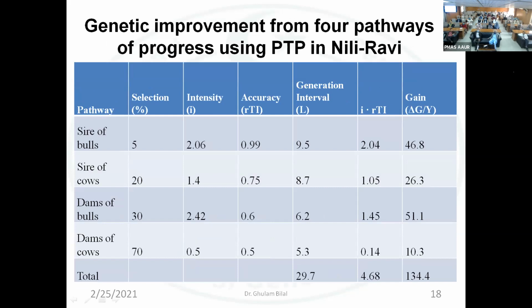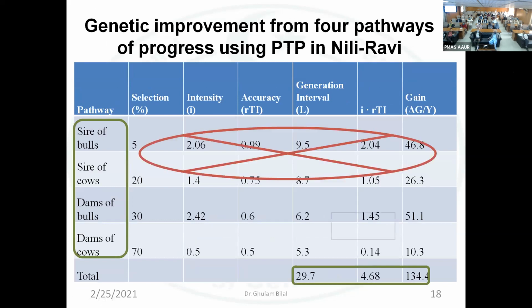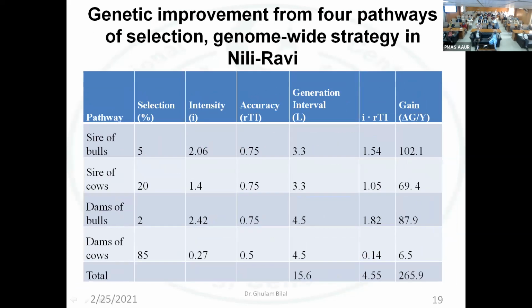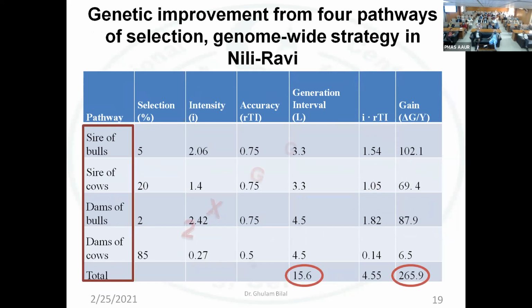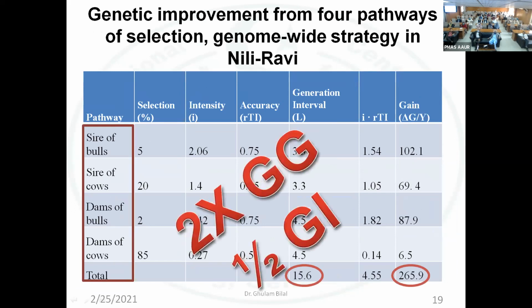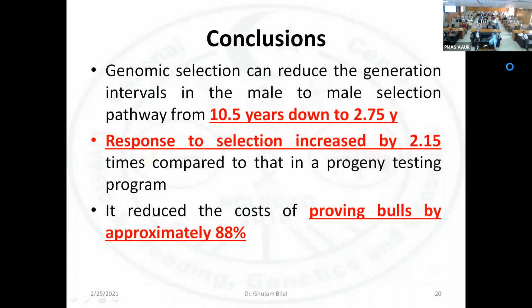And then we did the same study on buffalo, because buffalo is our unique species. We are more relying on buffaloes than cattle as compared to international countries. They are relying on cattle. And here we got 2 times genetic gain, 2 times higher than traditional selection, and generation interval was reduced to half. And then we tried to estimate cost.